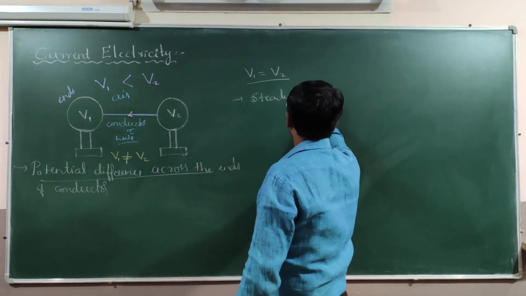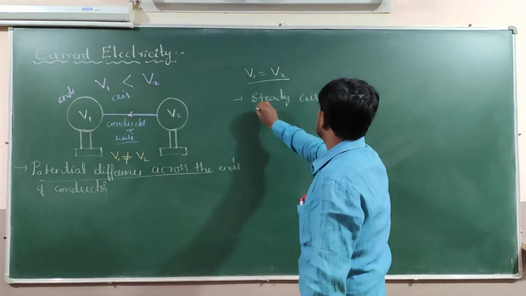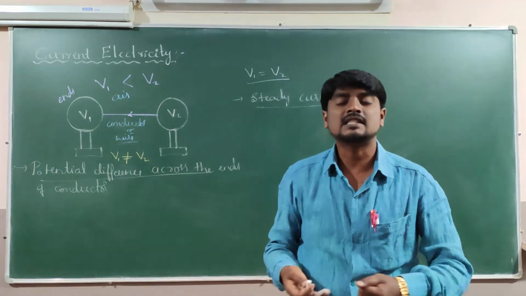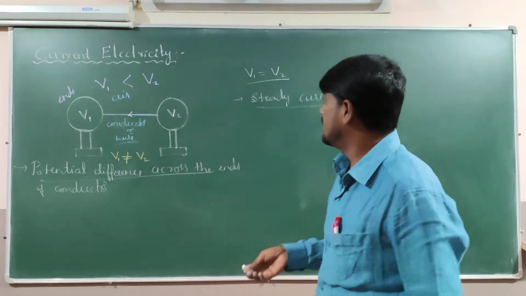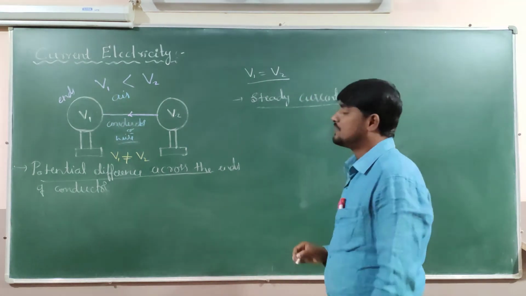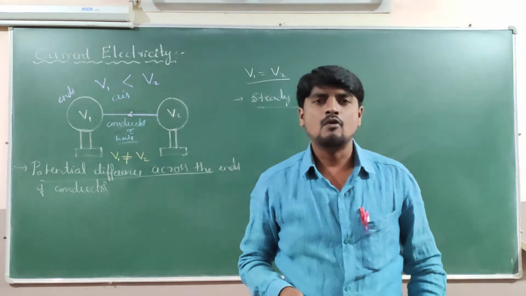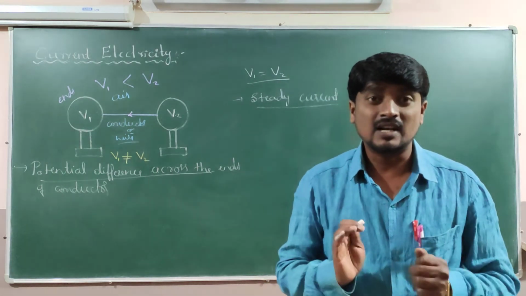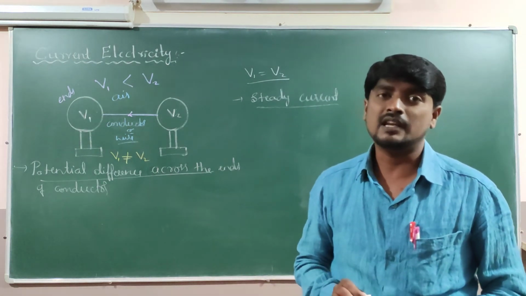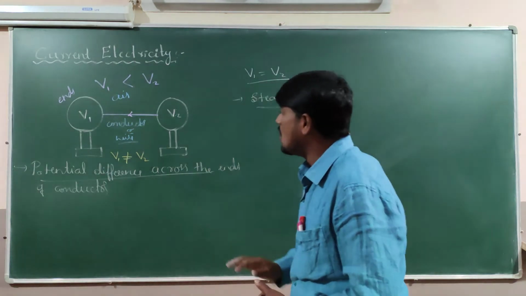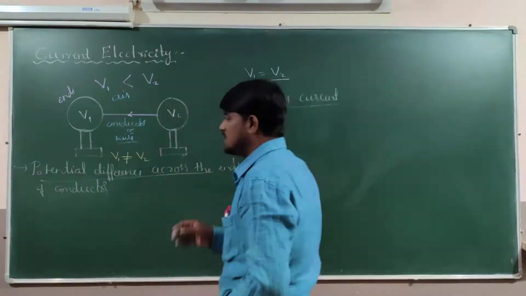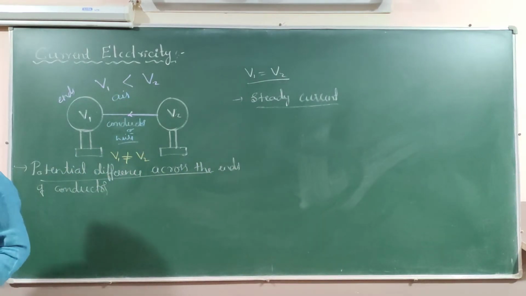So we can refer to it as a steady current. A constant exchange of charges will take place between the metal spheres, and that flow of charges is referred to as a steady flow of electric charges through the conductor. That is called steady current. I hope it is very clear to you. With this small introduction, let us proceed to the heading called electric current.